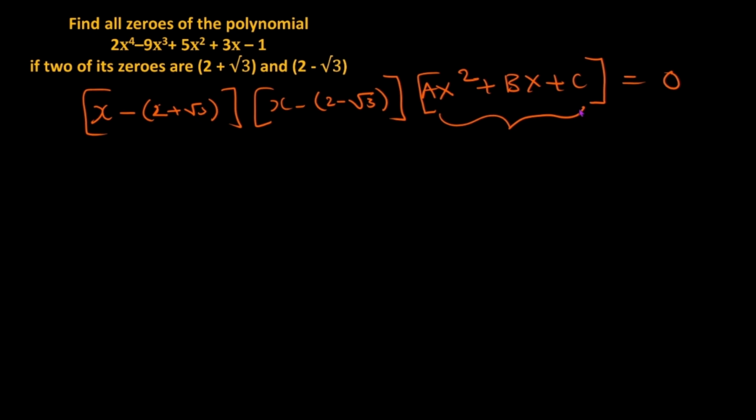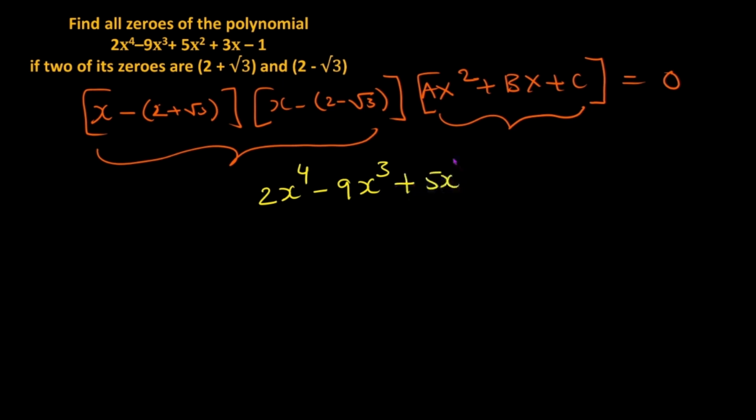How do we find this? We will divide this entire polynomial with these two terms, and then we will get this equation. Let's see how we divide it. Take the polynomial here, that is 2x to the power of 4 minus 9x cube plus 5x square plus 3x minus 1. Then we divide this by the multiplication of these two. Let's see what we get if we multiply these two.